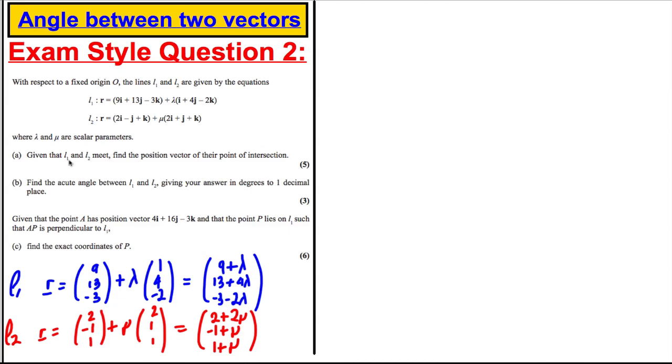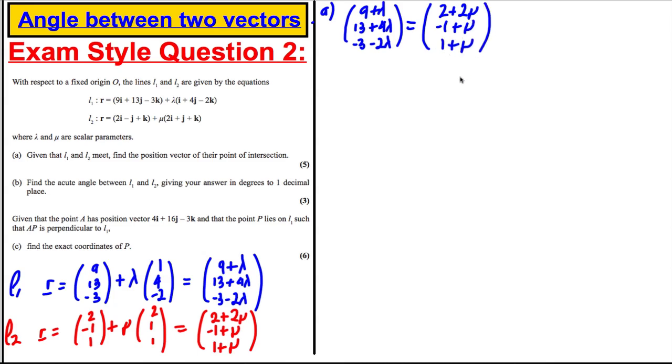Okay, now L1 and L2 meet, find the position vector of their intersection. If they meet, we can say for part A that clearly 9 plus lambda, 13 plus 4 lambda and negative 3 subtract 2 lambda must be equal to 2 plus 2 mu, negative 1 plus mu, and 1 plus mu. Okay, so we could definitely say that.